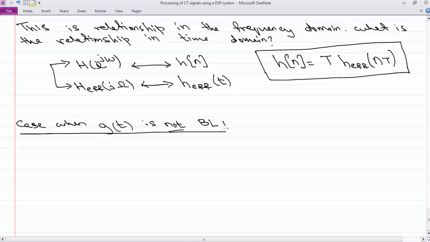So if g of t is not band limited, there are two things we could say. One is that I can't process that signal in a DSP system. That's not a very useful answer. The other aspect could be, if it's not band limited, then we simply pass this g of t to an anti-aliasing filter with frequency response H_AA of j omega. So this is an anti-aliasing filter.